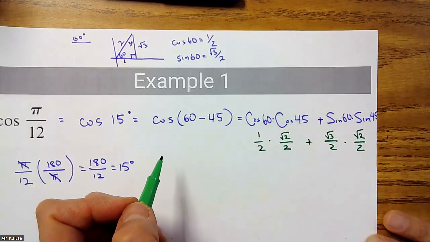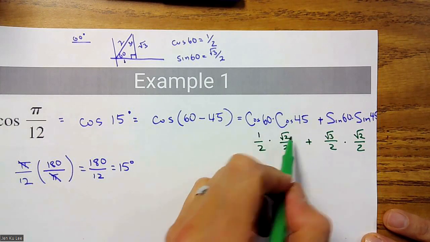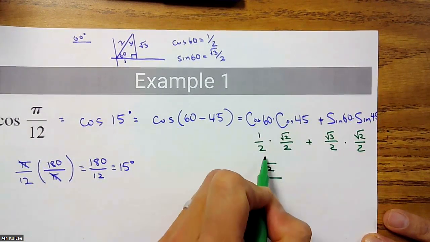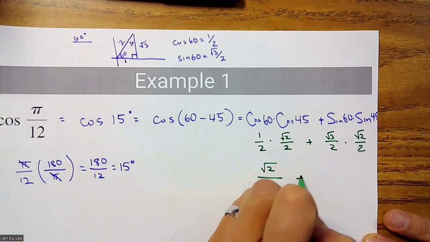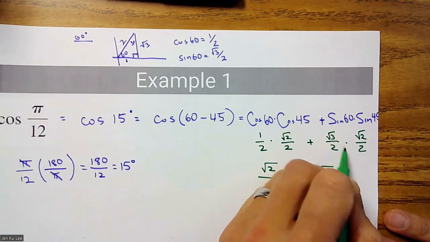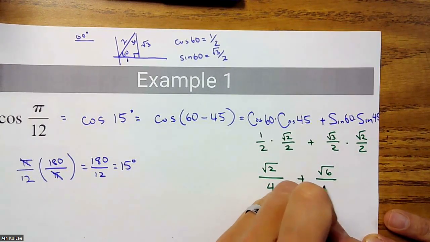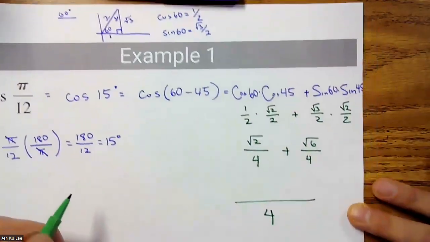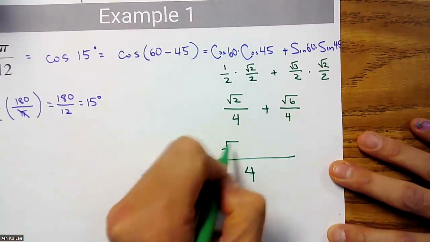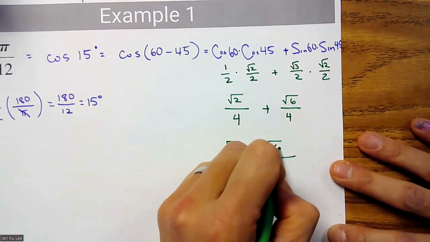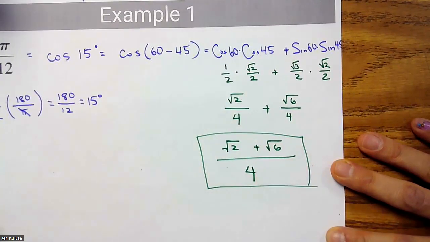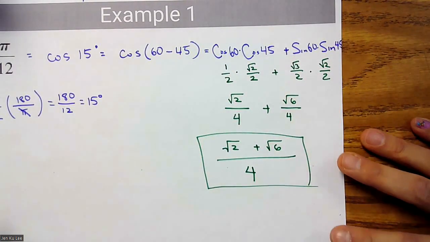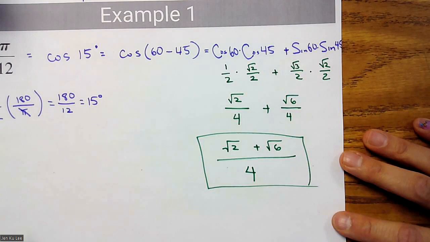And then we just multiply. 1 times square root of 2 is square root of 2 over 2 times 2 is 4, plus square root of 3 times square root of 2 is square root of 6 over 2 times 2 is 4. I got the same denominator of 4: square root of 2 plus square root of 6. Okay? Cool? Questions?